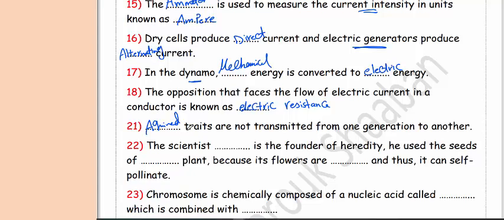The scientist who is the founder of heredity, this is easy, Mendel or Gregor Mendel. The founder of heredity, he used the seeds of which plant? He used the orange plant to study the heredity? No, he used the pea plant because of 7 reasons. Tell me one reason of choosing pea plant, and this reason is why it can make self-pollinate.